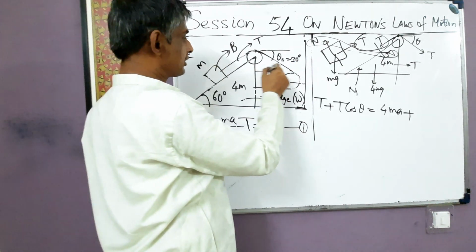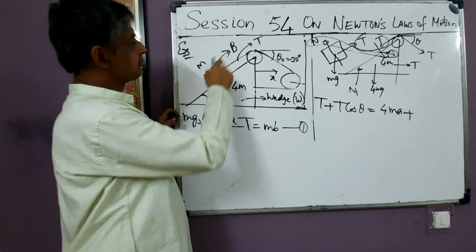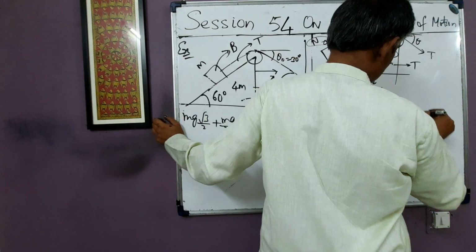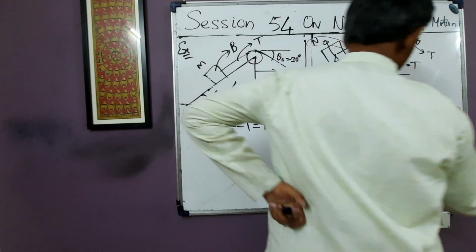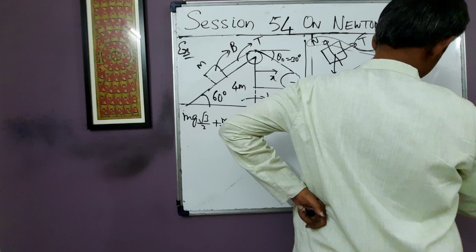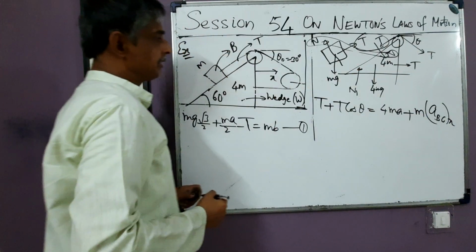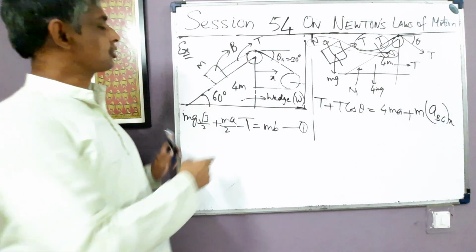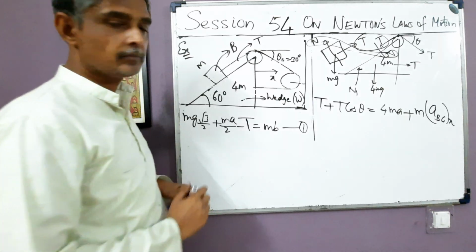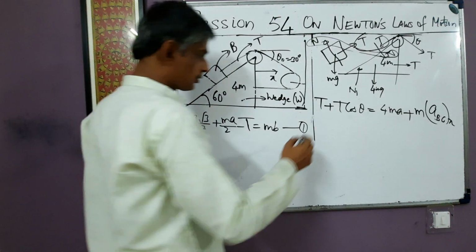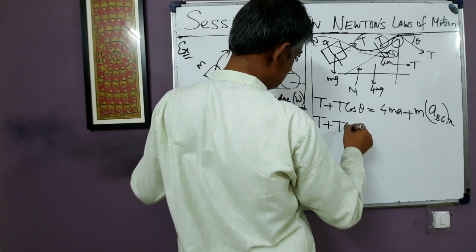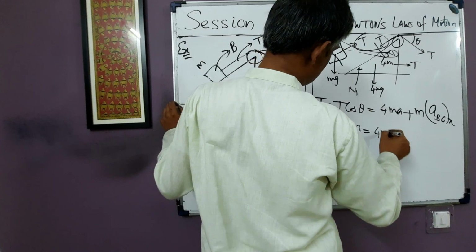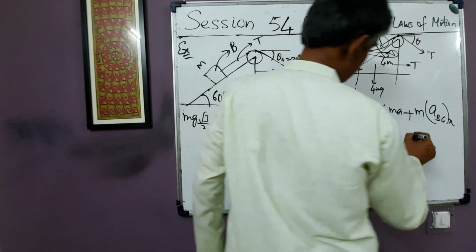Okay, so let's call this direction the x direction. Block has been labeled as B. So I'll write down the name of the term here: m times ABGX. What does ABGX mean? X component of acceleration of block B with respect to ground. Okay, fine. So we get T plus T cos theta is equal to 4ma plus m times.